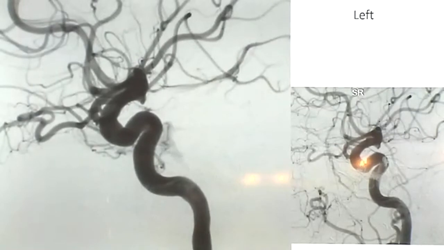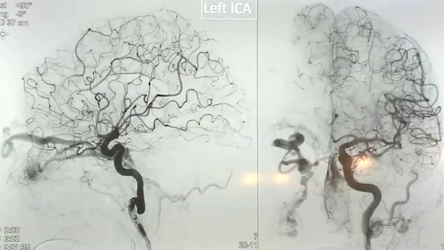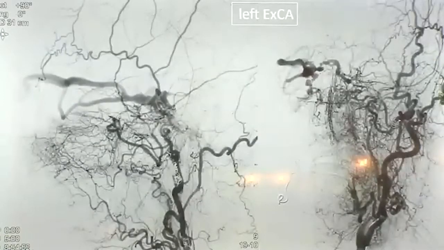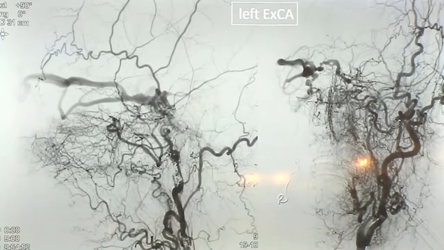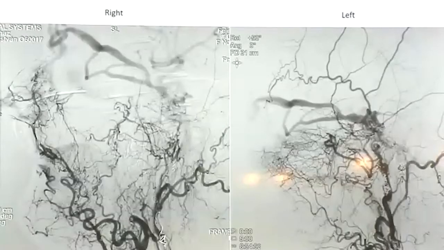So this is the left side. Possible to see cavernous branches in the fistula, the left internal carotid artery, and the left external carotid artery. So it is very, very difficult: closed external carotid artery, impossible catheterization. And the only possibility is the transvenous approach.